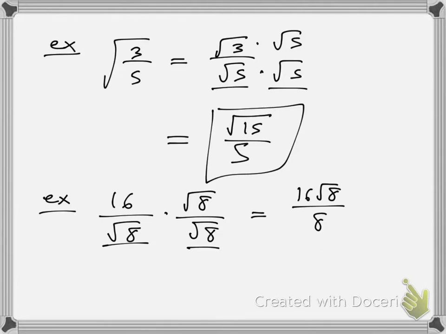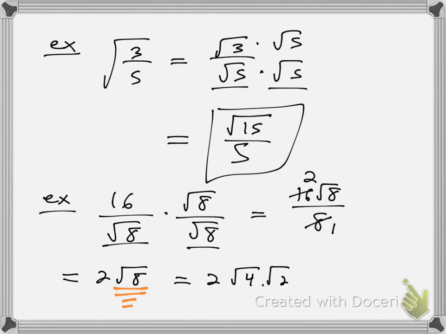So anyway, notice that I can do some canceling here. 16 over 8 is just 2 over 1, so I end up with 2 times the square root of 8. But I'm not done. Why am I not done? Because this can be simplified further. Square root of 8, I can write as square root of 4 times square root of 2. Square root of 4 is 2, so now if I take 2 times 2, I get 4, and then the square root of 2 is there. So in that problem, we did multiple things all at once.